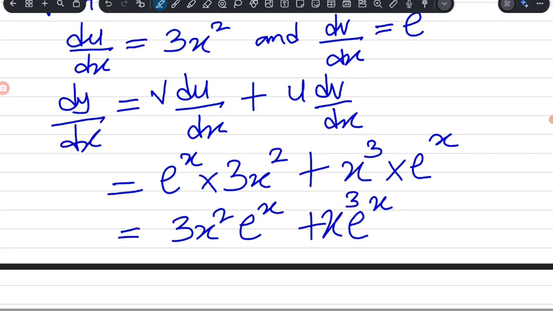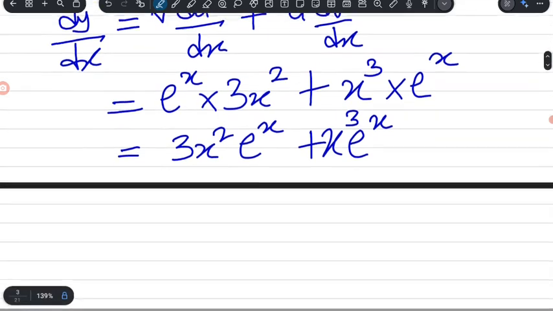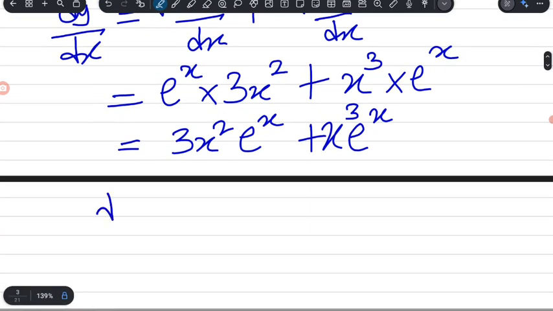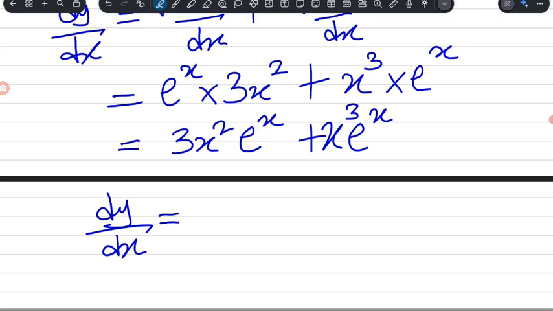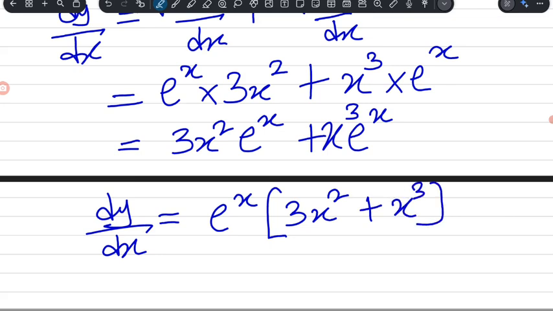So dy/dx is equal to, we make e raised to power x a common factor, so we have e raised to power x times (3x squared plus x raised to power 3). So this is a very good example of the product rule in differential calculus.